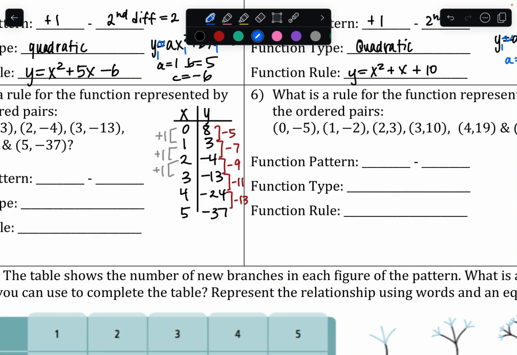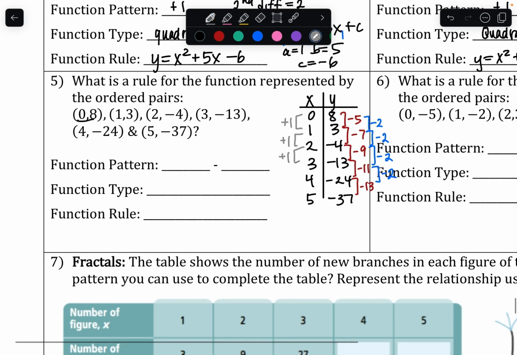So going to our second difference, from -5 to -7 is -2. -7 to -9 is -2. -9 to -11 is -2. -11 to -13 is -2. Okay, and so we are adding 1 in the x's, and we have a constant second difference of -2. That doesn't help us write our quadratic equation, but we know it's quadratic.